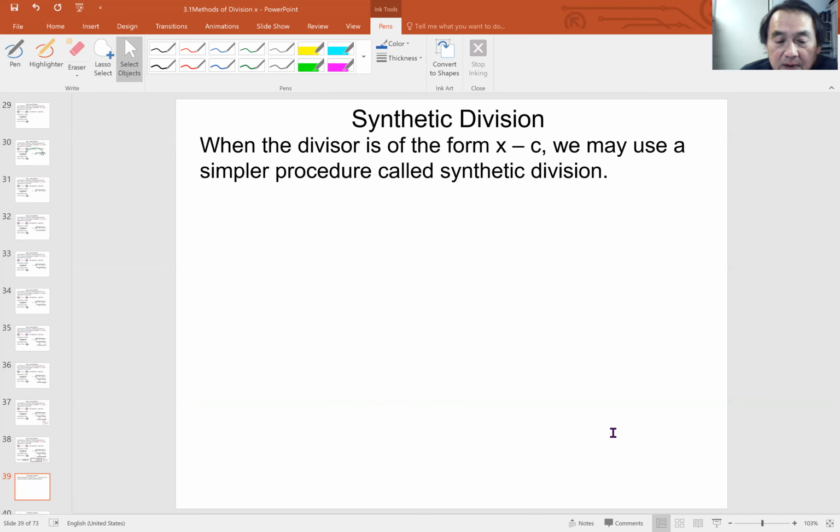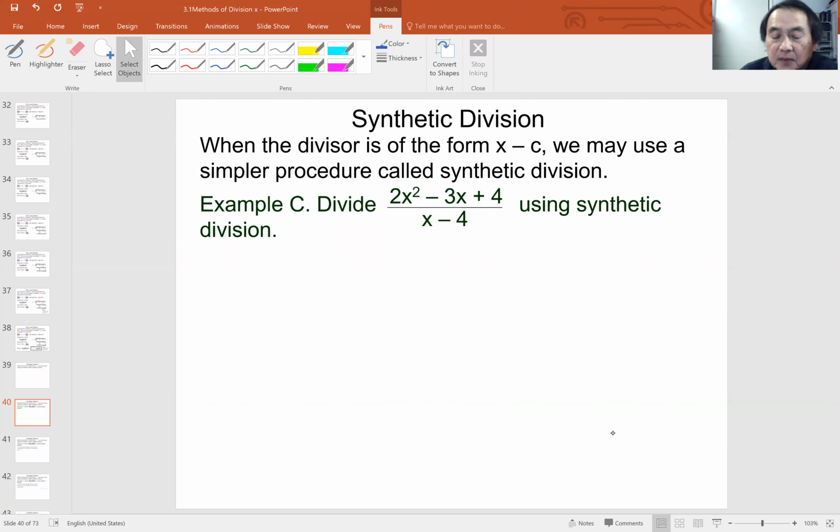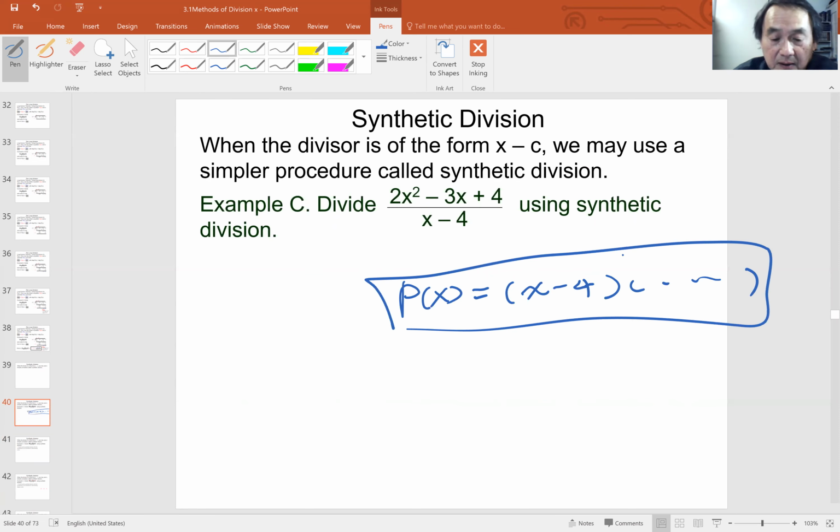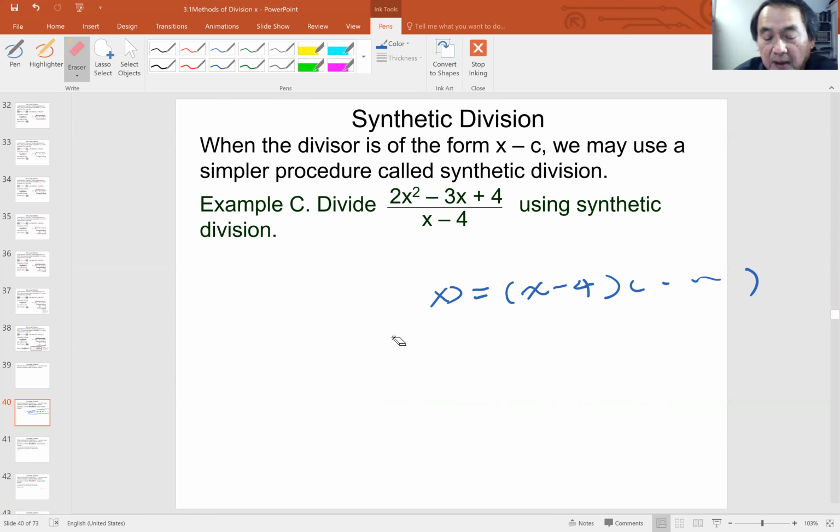Now, as we said before, if we are dividing by x minus a number of this form, then we have a simpler way of doing this. We call it synthetic division. This one is important because later on we want to check if a polynomial, for instance, has a factor x minus 4 times something. We can check this by hand, doing synthetic division really fast. Here's how the setup goes.